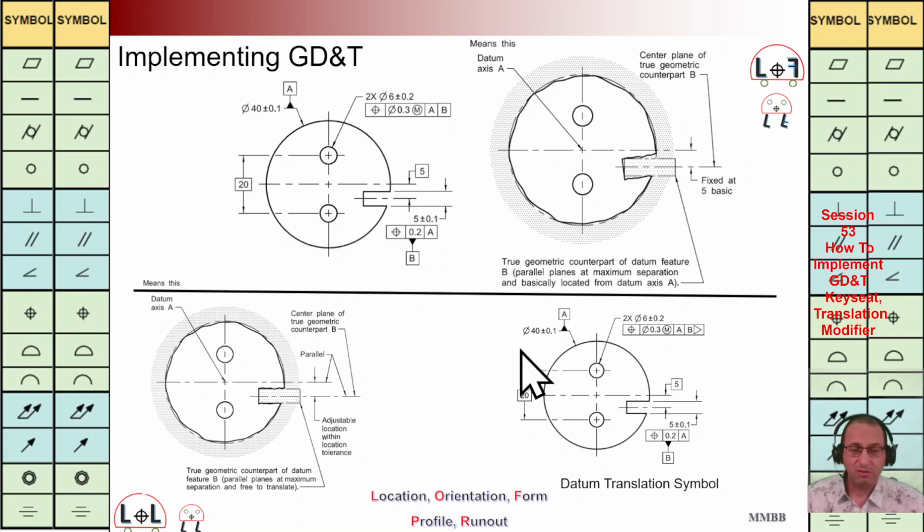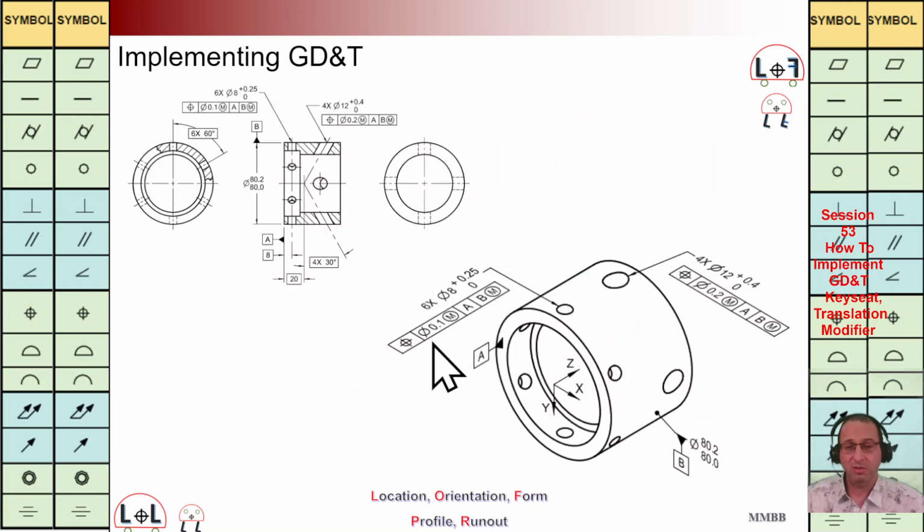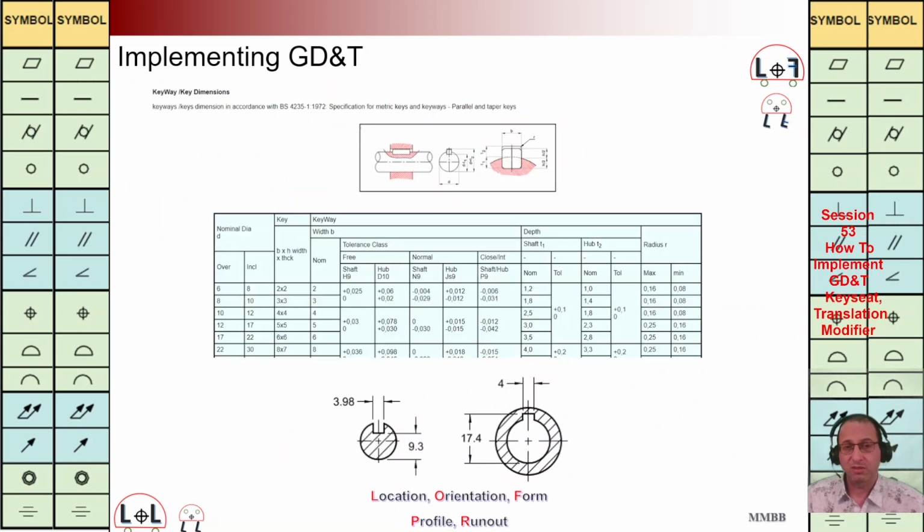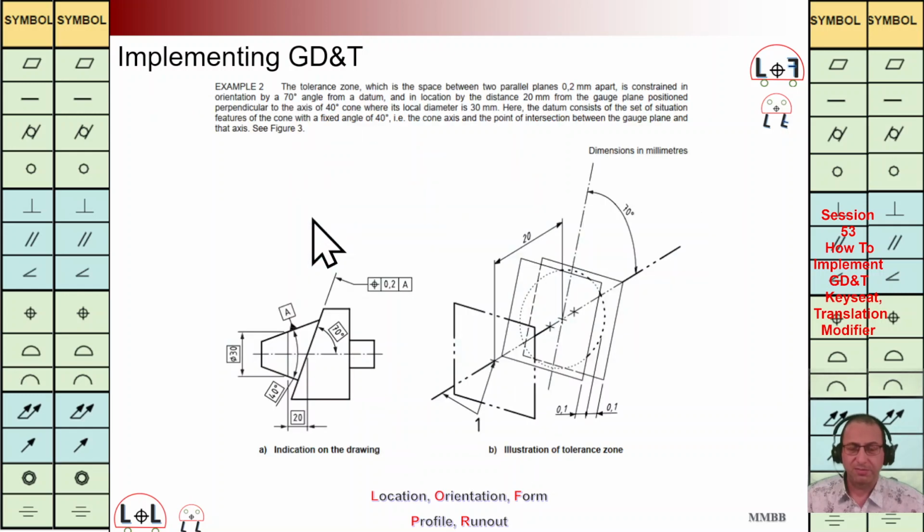For now, I would like to close this session. In the coming session, again, I'm going to talk about key slots and two more standards. I'm going to talk about BS and ISO.